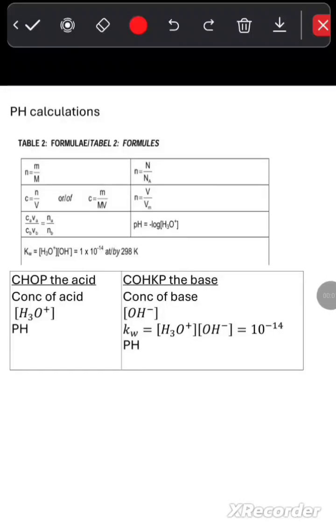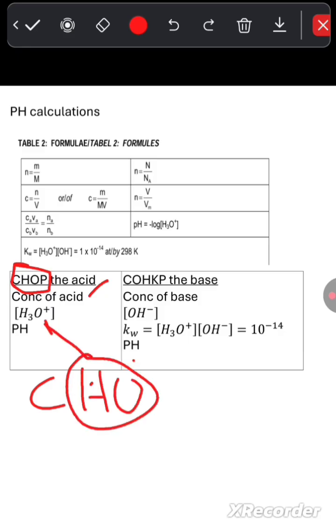Go through pH calculations. When you want to calculate the pH of an acid, I use the word CHOP. C stands for concentration of the acid, the HO stands for the concentration of hydronium ions, then the P stands for the pH.